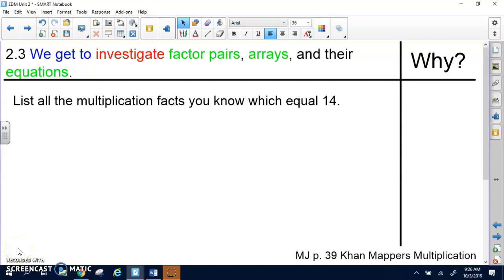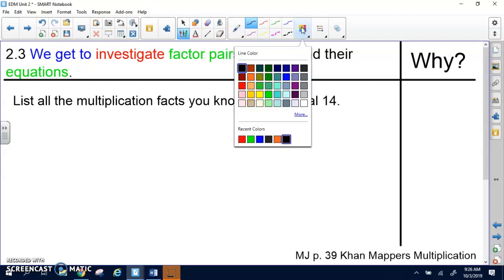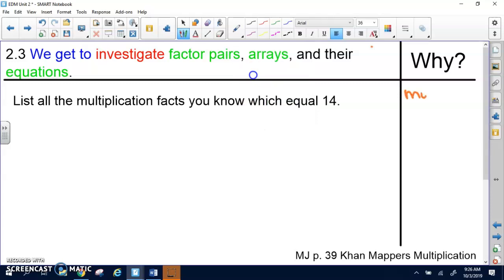Investigate factor pairs, arrays, and their equations. Okay, this is all about multiplication. So, being a fourth grader, moving through this, one of the big skills that you're building this year is your multiplication sense. Okay, there's a couple of ideas that you're going to be looking into with this.